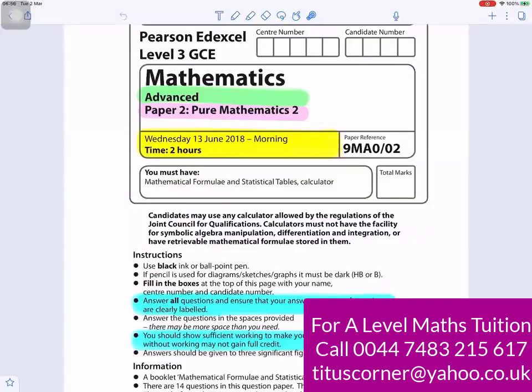Edexcel, Pearson Mathematics, Paper 2, Advanced Level 9MA, June 2018. Answer all questions and ensure that your answers to parts of questions are clearly labeled. You should show sufficient working to make your methods clear. Answers without working may not gain full credit.